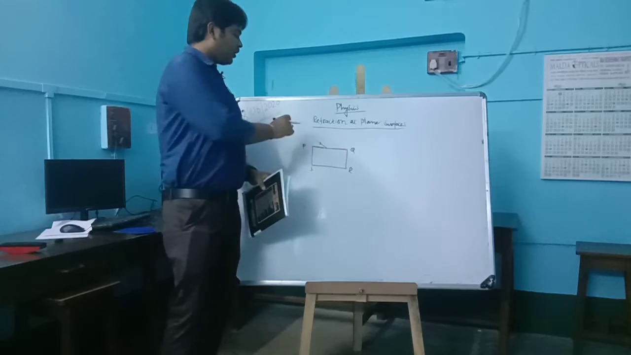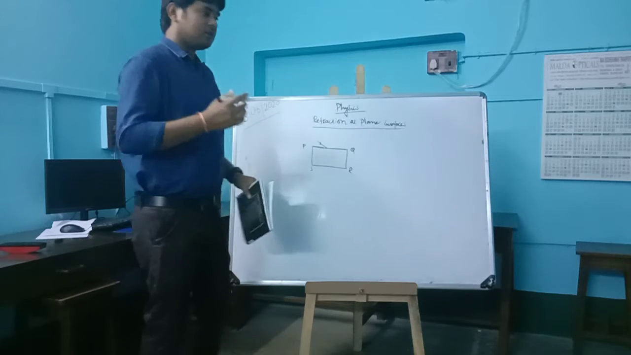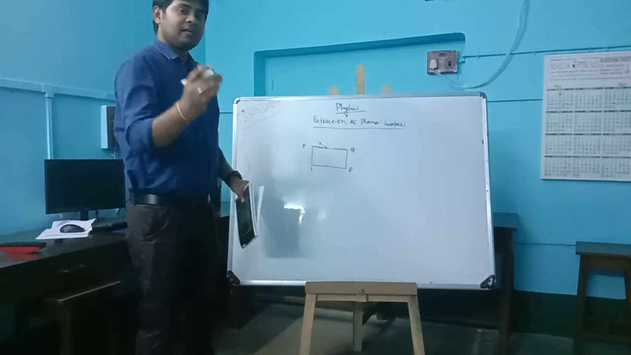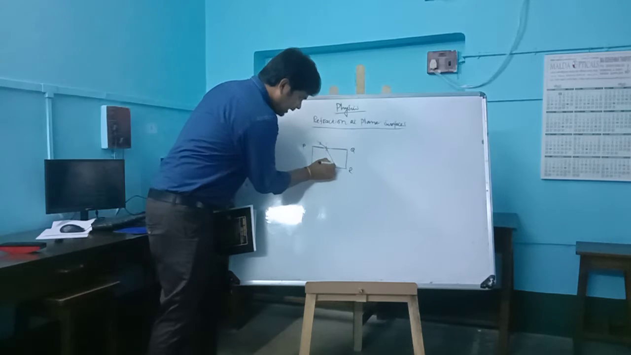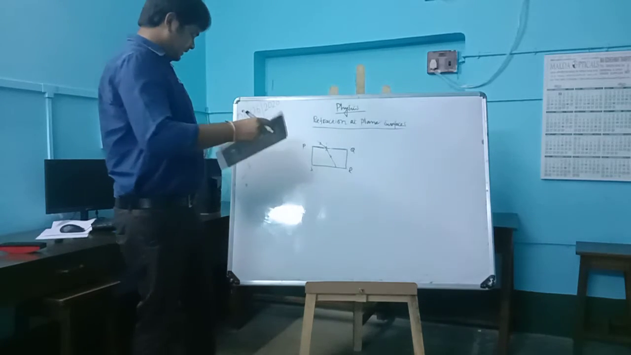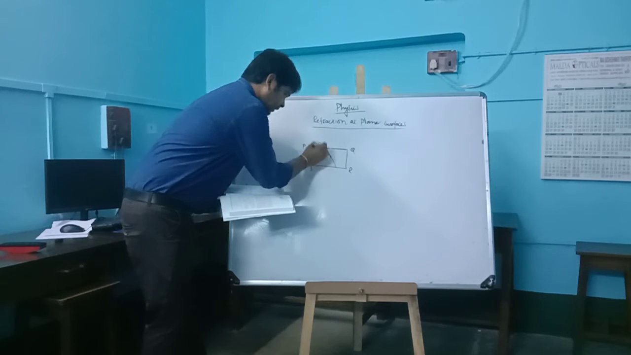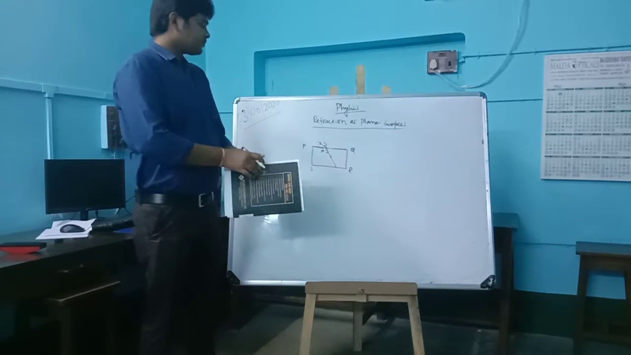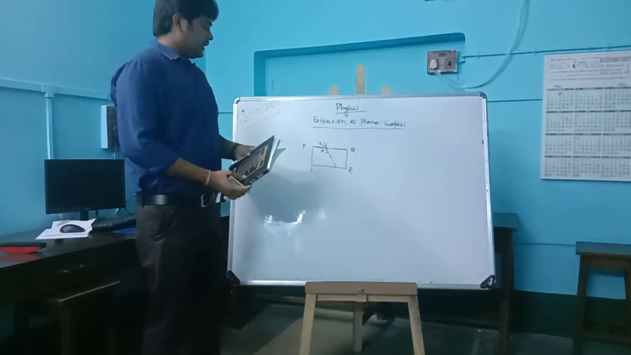Now if a light ray comes from a rarer medium to a denser medium, it will bend towards the normal. If I draw a normal here, then this ray will come towards the normal, that is it will come in this direction and strike the lower surface, making an angle of incidence i. This is the angle of incidence i, angle of refraction r. Now this ray strikes the lower surface of the rectangular glass slab. After coming out, what will happen?